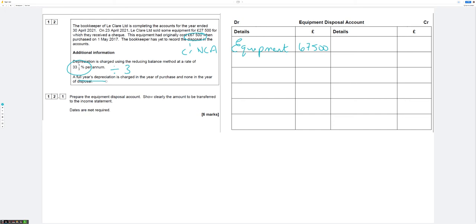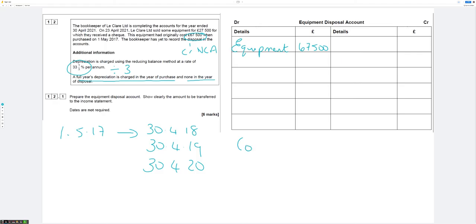Now we've got a full year's depreciation being charged in the year of purchase and none in the year of disposal. So we don't want to charge any depreciation for the period from the 1st of May 2020 up until the 23rd of April, but we do need to charge depreciation. It was bought on the 1st of May 2017. It was still there at the 30th of April 2018, and so it was still there at the 30th of April 2019, and it was still there at the 30th of April 2020. So we've actually got 3 years worth of depreciation to do.